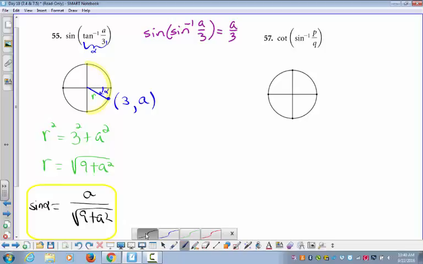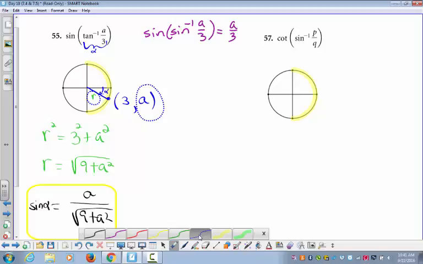Okay, I have a question. Yeah, go for it. How do we get the a on top, right there on the bottom, from the sine of alpha? Yeah. Sine of an angle is the y coordinate divided by the radius. So the sine of this angle would be the y coordinate of the terminal point, which is a, divided by the radius that gets you to the terminal point, and we calculated the radius to be the square root. Make sense? Yeah, good.